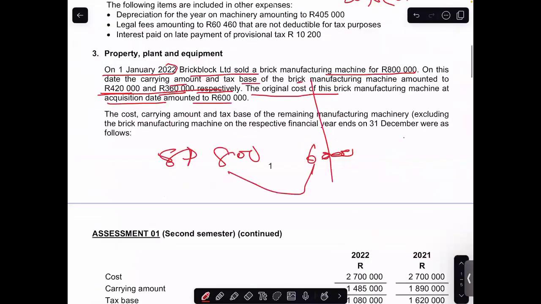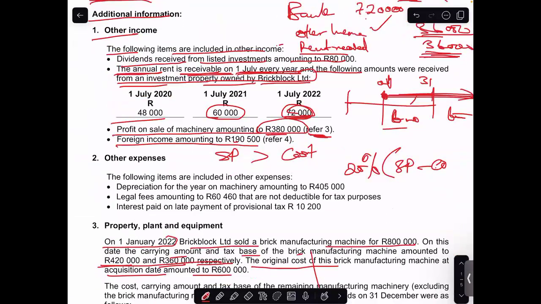Right, we move on. Remember, it's note by note. Other expenses. The following items are included in other expenses. Depreciation for the year on machinery amounting to 405. No problem with machinery, we depreciate it, we claim capital allowance. We'll take this into consideration when it comes to deferred tax.